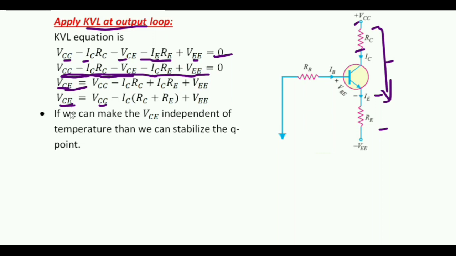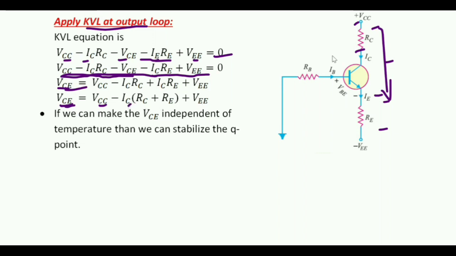In the previous one we have seen the collector current equation, and here we have seen the VCE equation, the voltage from collector to emitter. If we can make this VCE independent of temperature, then we can stabilize the Q point, and if we can make IC independent of temperature, we can make stabilized biasing.